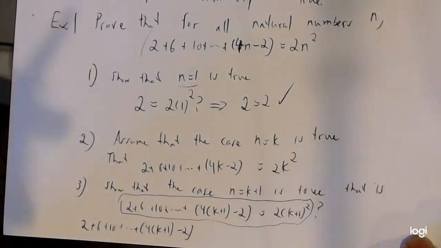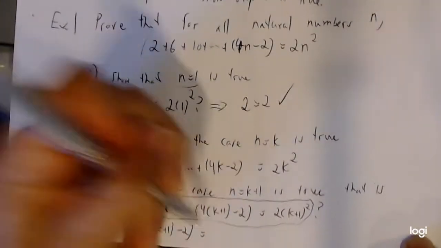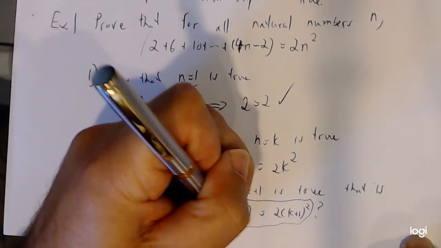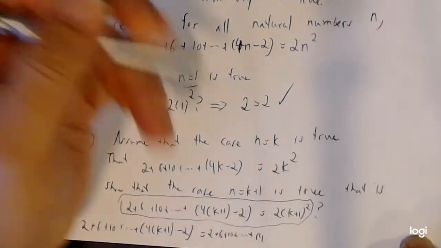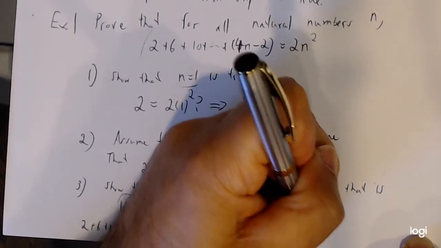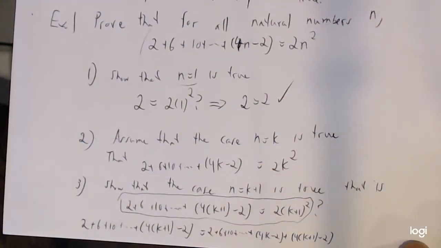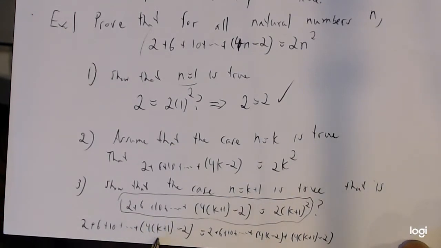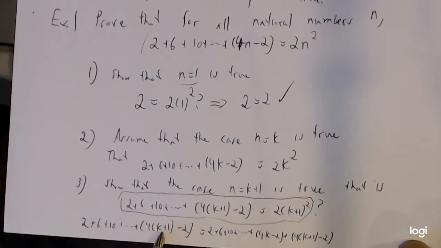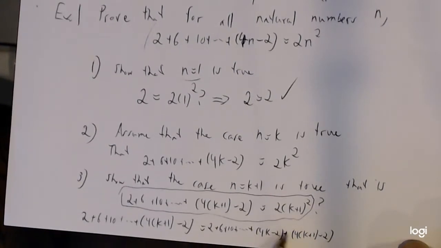Okay? So with that said, I could rewrite this and say, well, this is still the same thing as 2 plus 6 plus 10 plus all the way to 4 times k minus 2, plus 4 times k plus 1 minus 2. So I didn't change this up. All I really did is say, if this is the k plus 1th term, what's the term right before the k plus 1 term? It's the kth term, right? So this is the kth term, that's the k plus 1 term. So obviously this is going to be right before k plus 1. So first term, second term, third term, kth term, k plus 1 term.